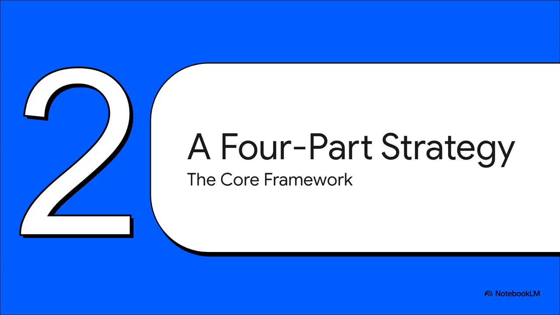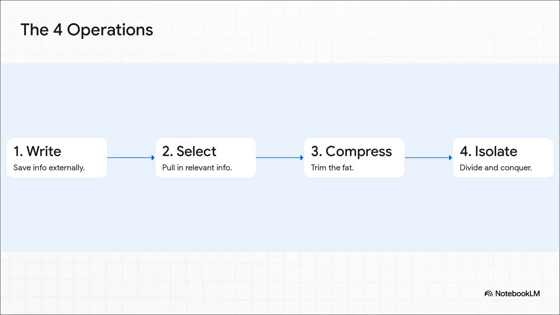Okay, so if this is the #1 job, how do we actually do it? Well, thankfully, we can break this whole complex idea down into a really clear 4-part strategy. The entire toolkit really boils down to just these 4 actions: write, select, compress, and isolate. You can think of these as the 4 fundamental moves you can make to manage an AI's working memory. Let's break down each one.